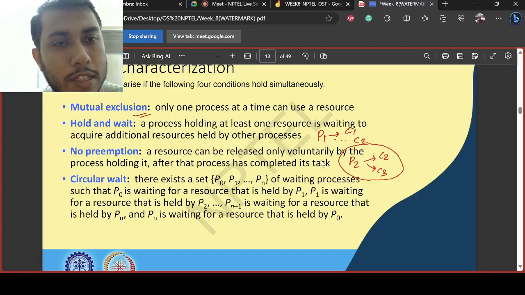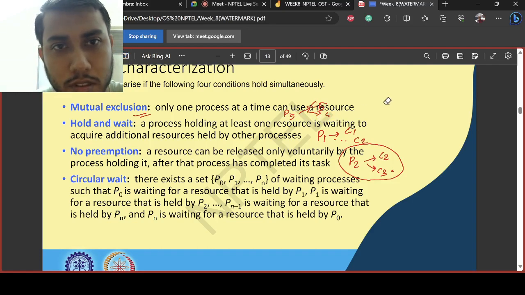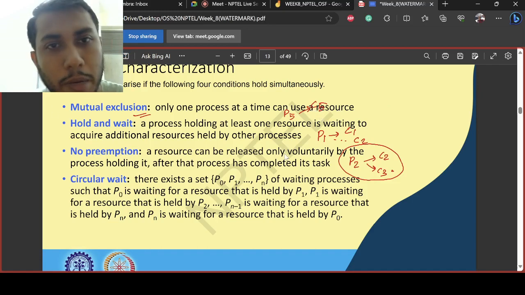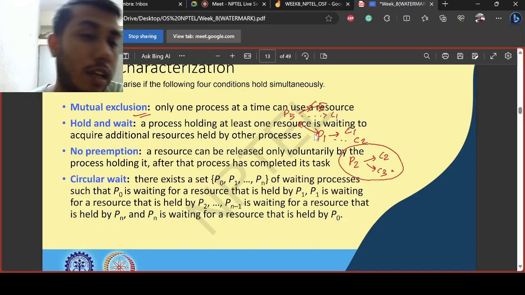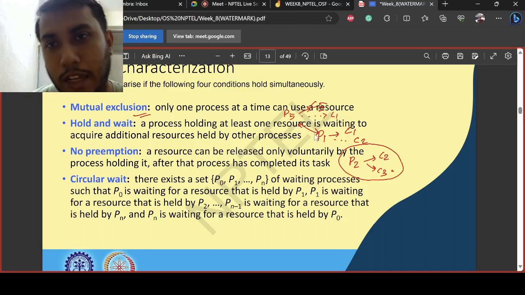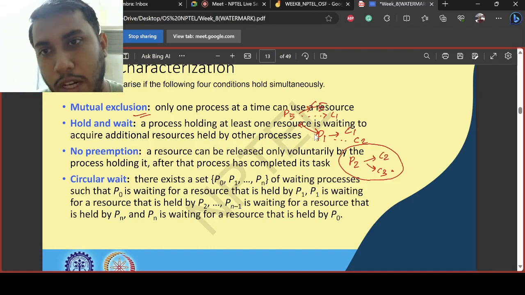Now what is the problem? If P2 is currently eating, and P5 comes, P5 requires C5, but it also requires C1. It is not able to get C1 because C1 is currently held by P1. So these two processes are not able to go beyond because they are in deadlock, holding on to some resources while waiting for others. So that is the characterization of deadlock, hold and wait.